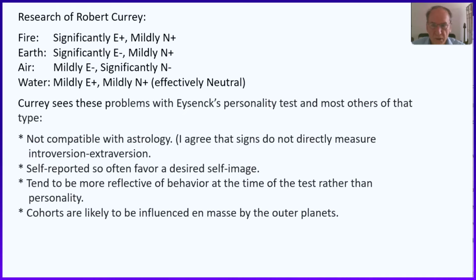Some of his conclusions, this first one's very important, is that the categories of extroversion and introversion are not directly compatible with astrology. Astrology is not telling us extroversion and introversion directly. It's telling us some specific motivations. That's true. However, I would counter with this. At the beginning of the first video in this series, the one that precedes this one, I read the interpretations from the website. There's large overlap with extroversion.